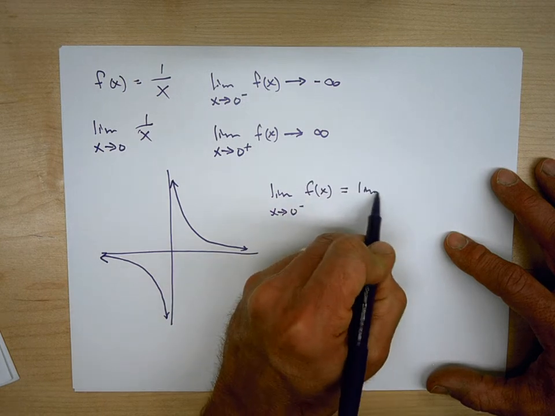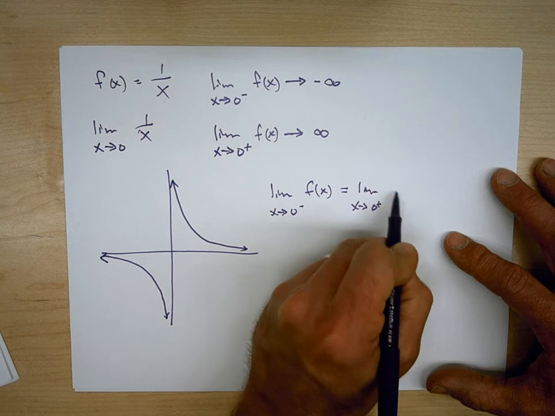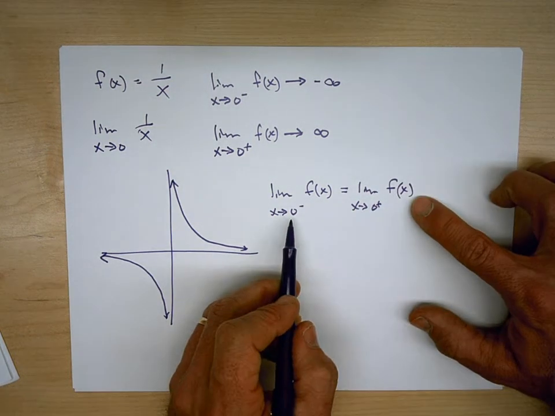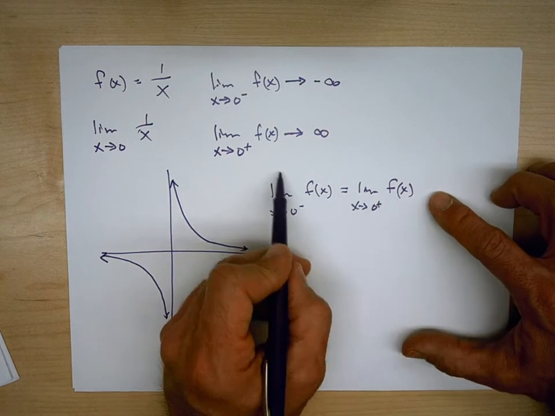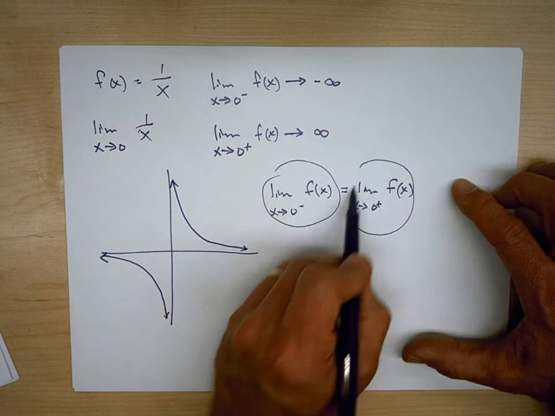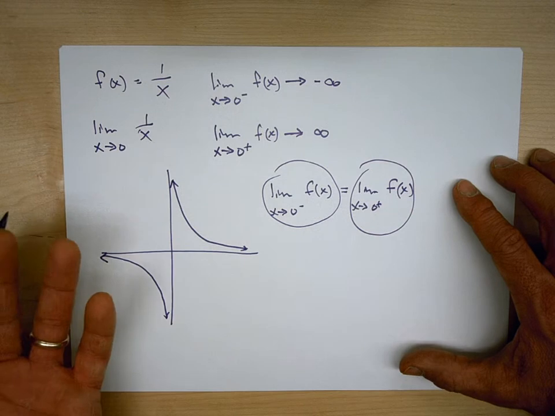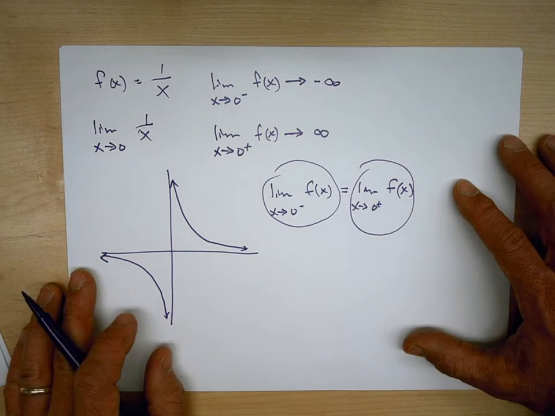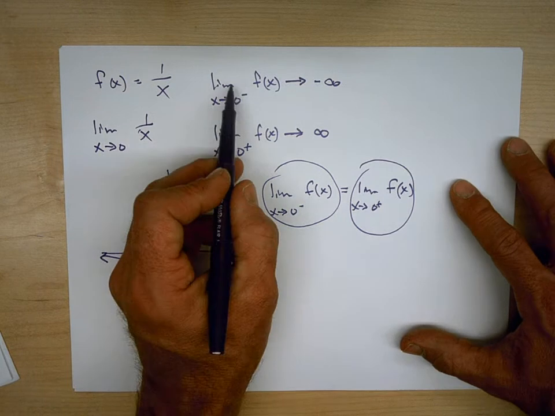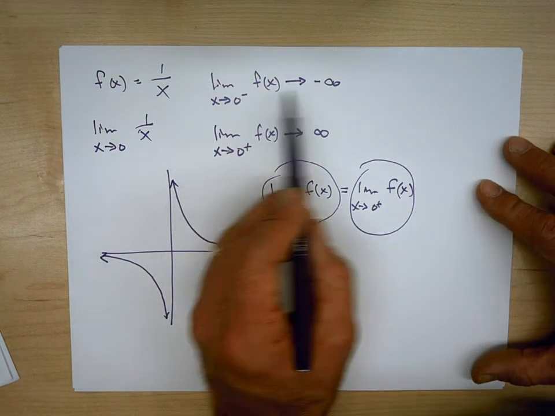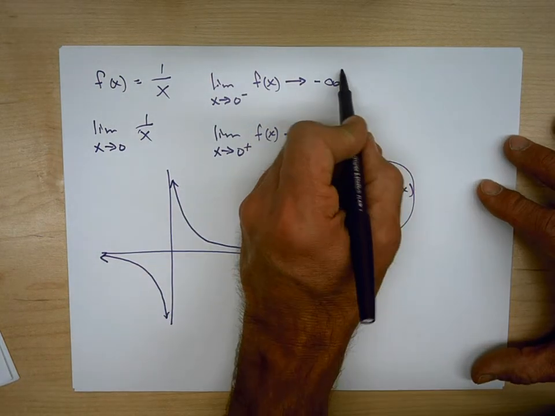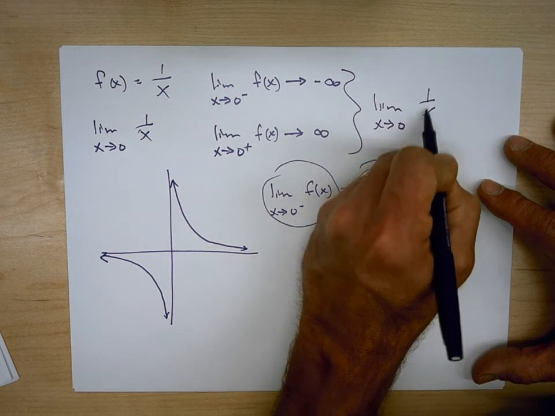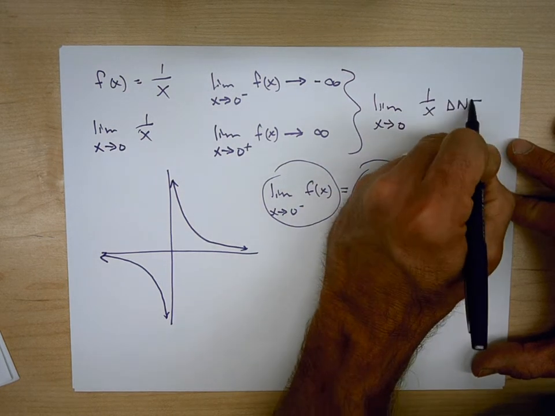So this whole idea of the limit as x approaches 0 from the left equaling the limit as x approaches 0 from the right, this is what we need for the limit to exist. This can only happen if the left-hand limit and the right-hand limit both exist. If one of them or both of them don't exist, it's meaningless to talk about the limit, right? So, since the left tends to negative infinity and the right tends to positive infinity, we would say that the limit as x approaches 0 of 1 over x does not exist.